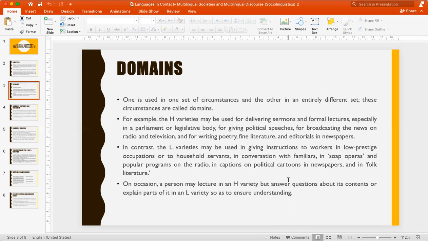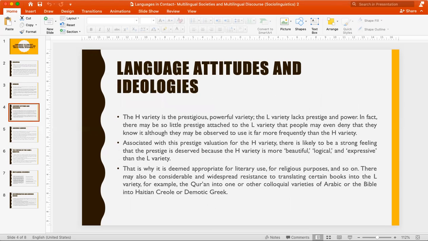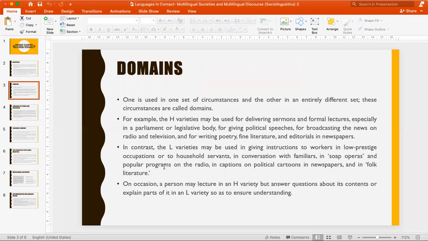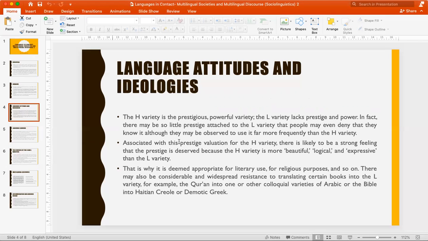For example, H varieties may be used for delivering sermons and formal lectures, and L varieties may be used in giving instructions to workers in low prestige occupations or to household servants. A key defining characteristic of diglossia is that the two varieties are kept quite separate in their functions, as previously mentioned, in places like servants and low prestige situations.